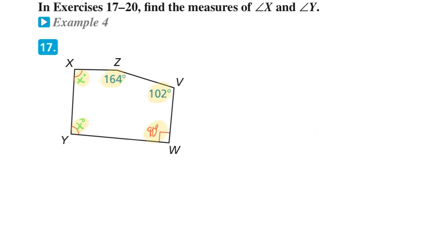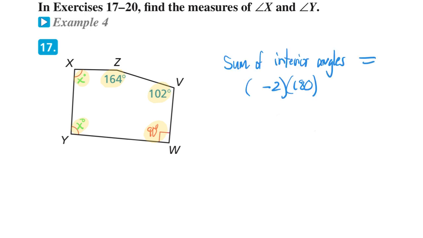is the result of using the formula for the sum of the interior angles: the number of sides minus 2 times 180. So how many sides are there? 1, 2, 3, 4, 5. Since there's 5 sides, n is 5. And so the sum of our interior angles is 3 times 180, which is 540 degrees.